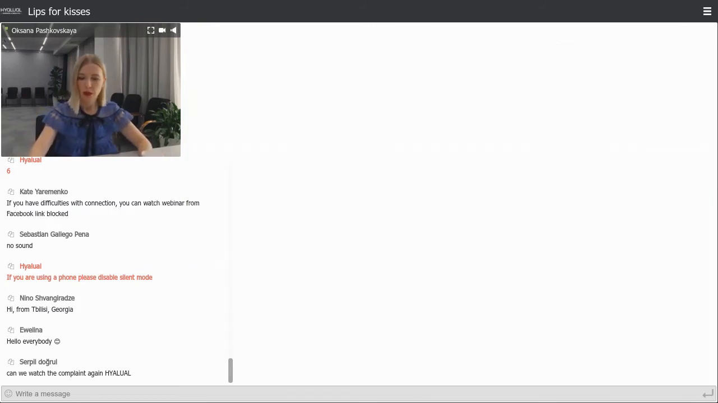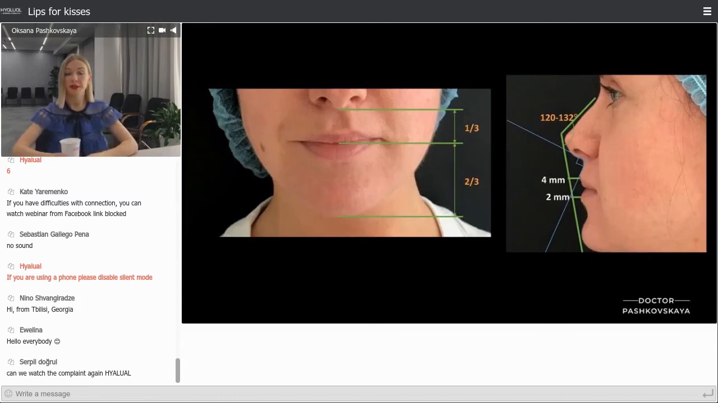So I think it's clear. Is it clear about eyes width? Colleagues, please type me.